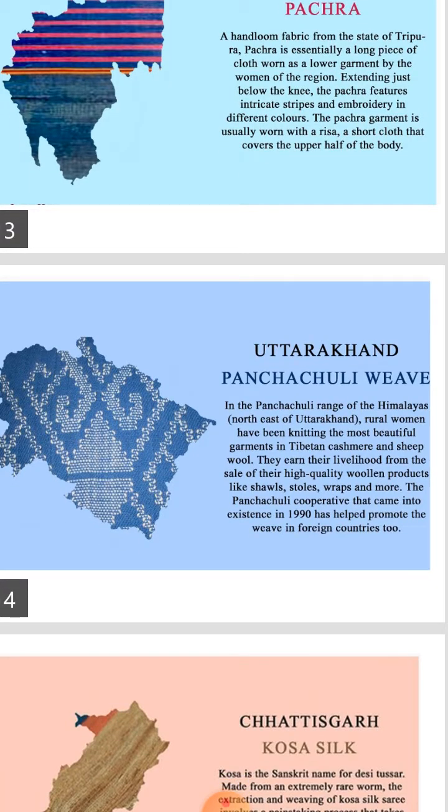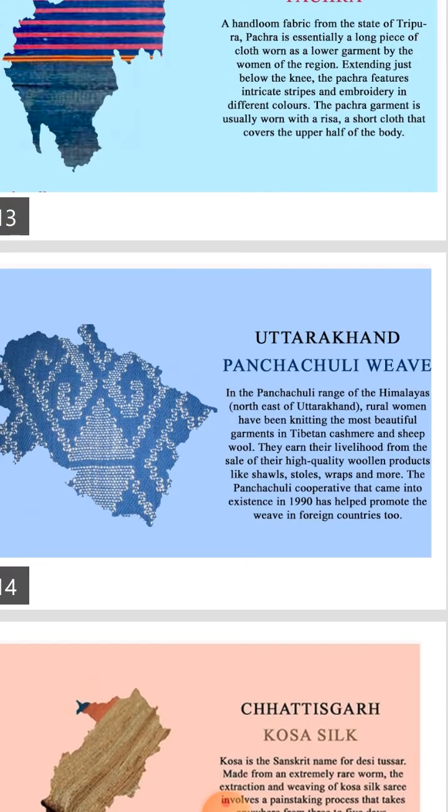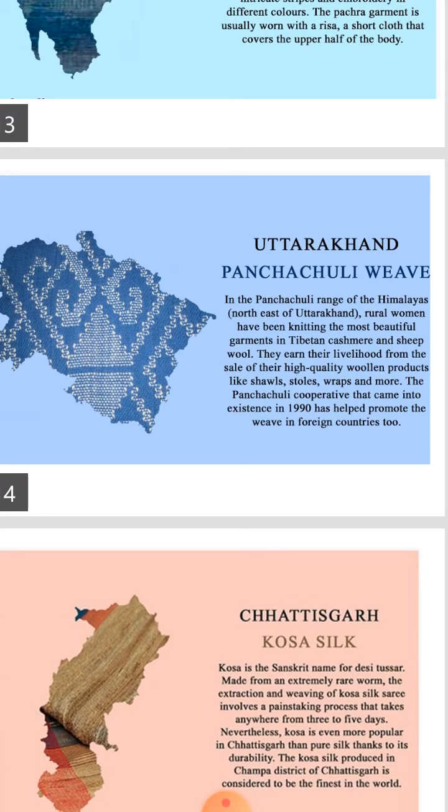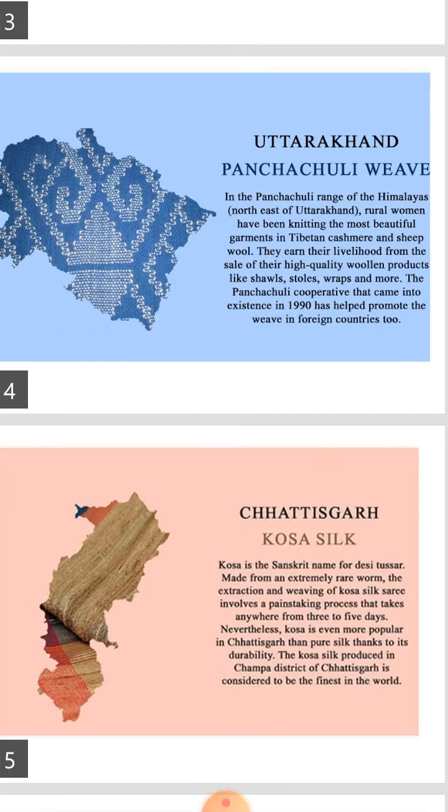Next, coming to Uttarakhand, that is Panchachuli weave. In the Panchachuli region of the Himalayas, rural women have been knitting the most beautiful garments in Tibetan, Kashmiri and sheep wool. They earn their livelihood from the sale of their high quality woolen products like shawls, stoles, wraps and more. The Panchachuli cooperative that came into existence in 1990 has helped promote the weave in foreign countries too.